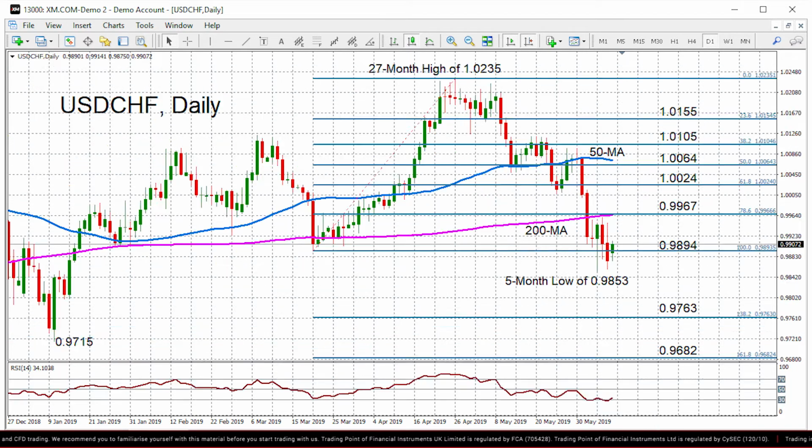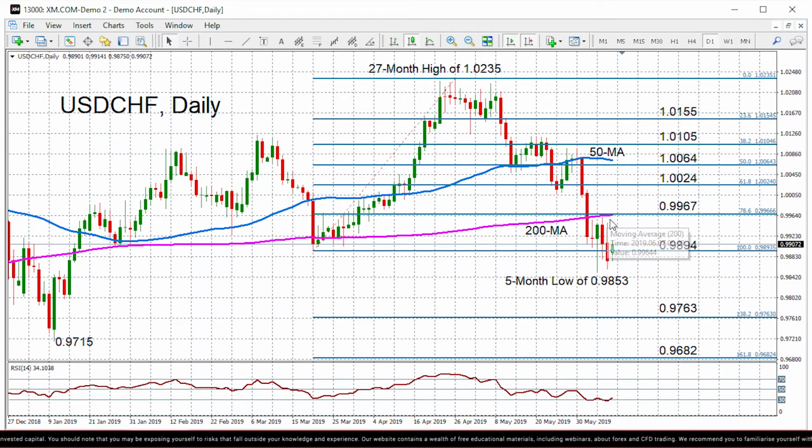And finally, for today, let's turn to the dollar Swiss franc. We can see it's looking rather bearish in the short term, although looking at the RSI, there is an attempt for a rebound. Prices are at the moment hovering around the 0.9894 level, which was a low from back in March. If we do see prices heading higher, the nearest resistance should come at the 78.6% Fibonacci retracement of the uplift from 0.9894 to 1.0235.